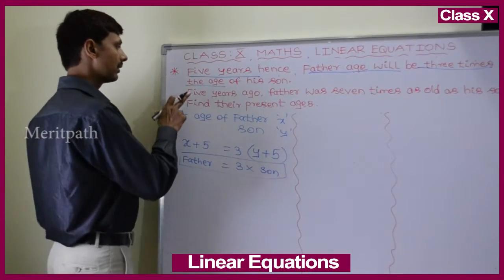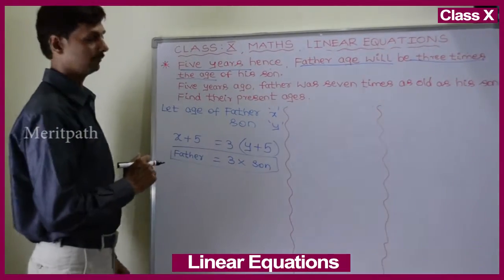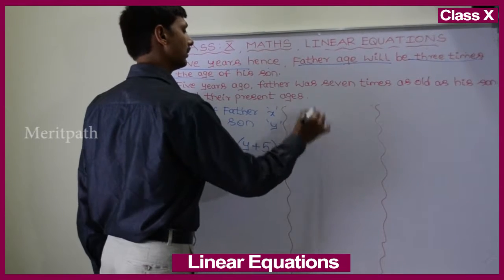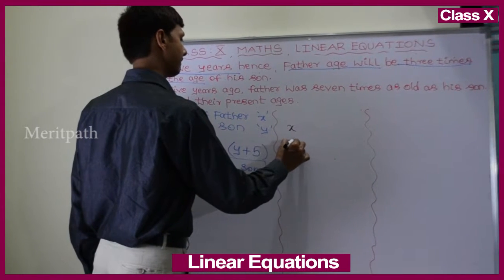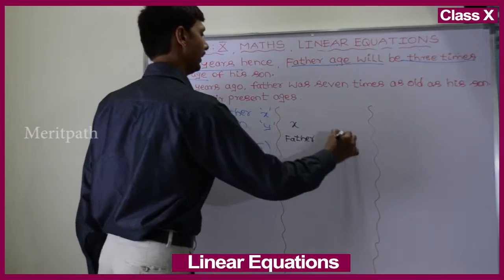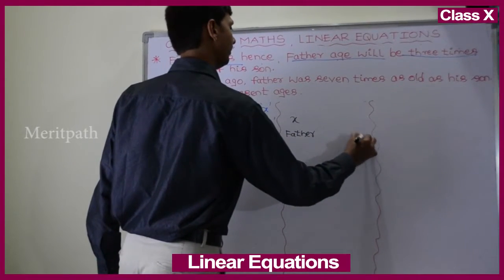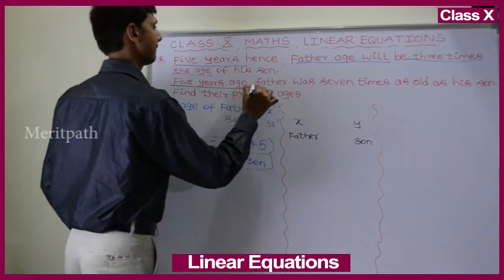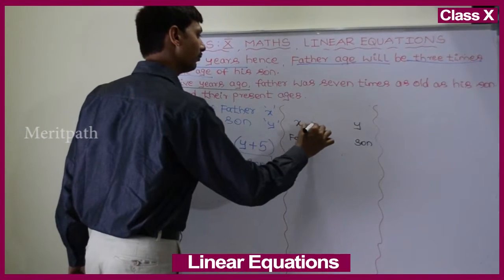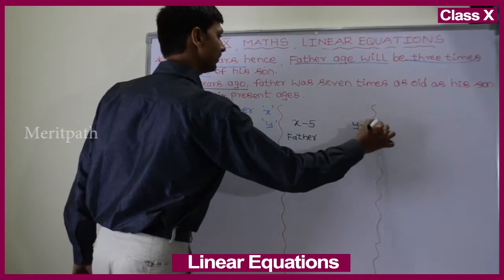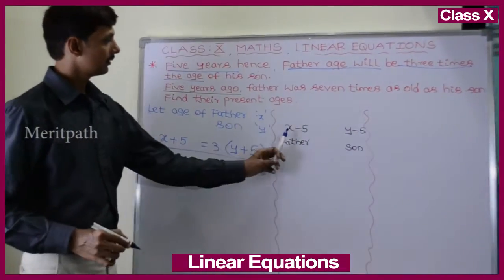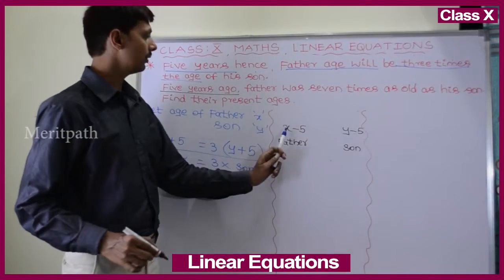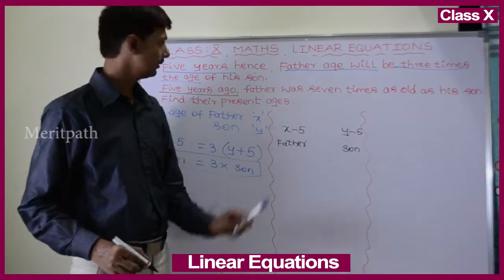And the second one, 5 years ago. This is the father and the son will be y. Five years ago is nothing but before 5 years, that is minus 5. So 5 years ago, x minus 5, y minus 5.